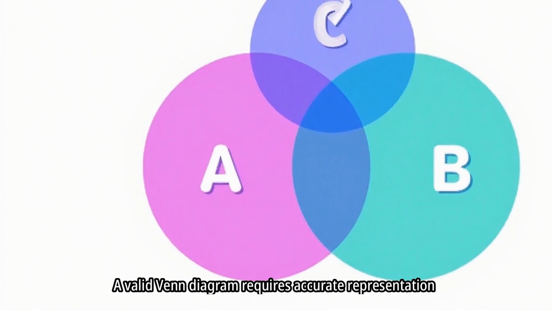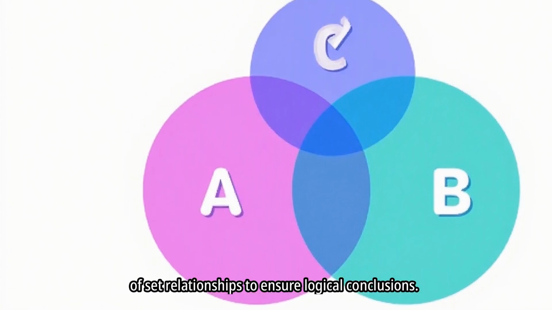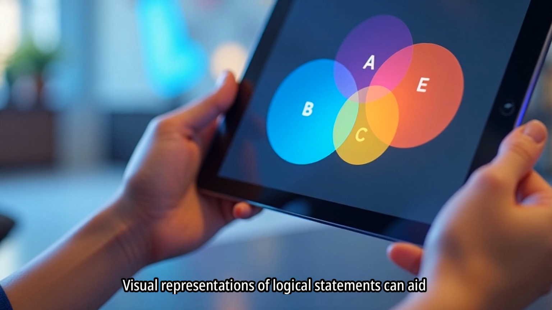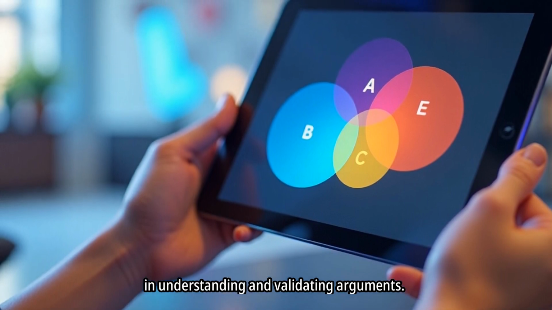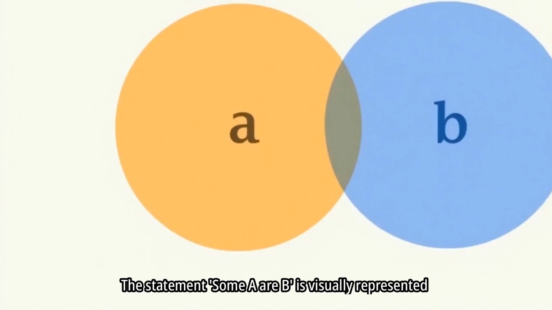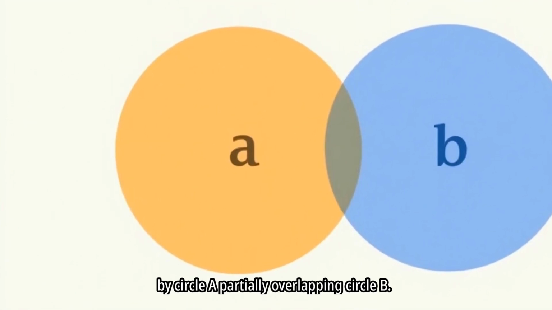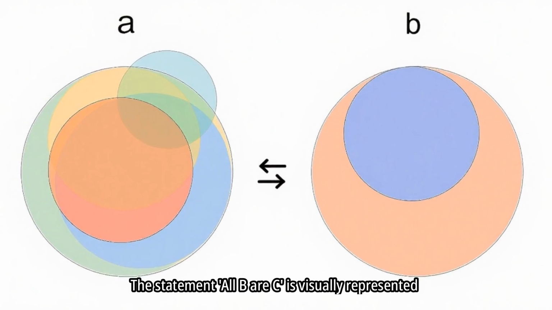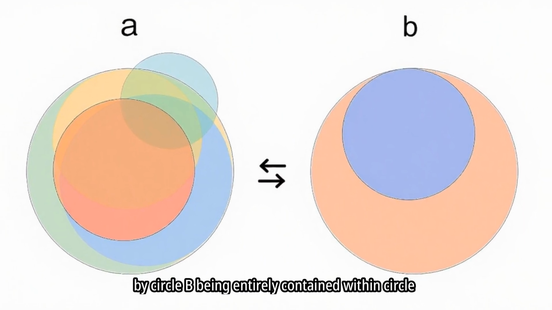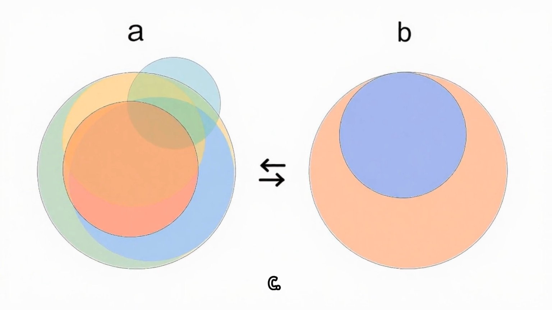A valid Venn diagram requires accurate representation of set relationships to ensure logical conclusions. Visual representations of logical statements can aid in understanding and validating arguments. The statement some A are B is visually represented by circle A partially overlapping circle B. The statement all B are C is visually represented by circle B being entirely contained within circle C.